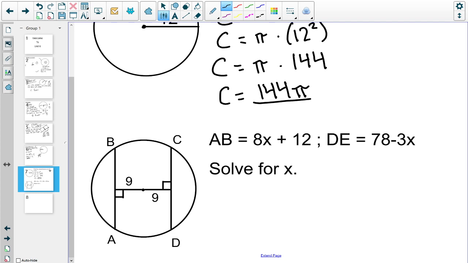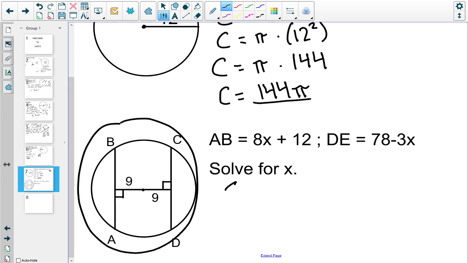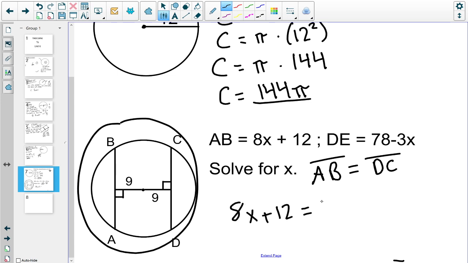AB equals 8x plus 12, and DE equals 78 minus 3x. Solve for x. Well, how can we solve for x? Well, if we know these things that we've just talked about, I guess we could write it out a little differently here. We could say AB is equal to, or congruent to is the way to say that, DC. And if you know that's true, it's as simple as 8x plus 12 equals 78 minus 3x.